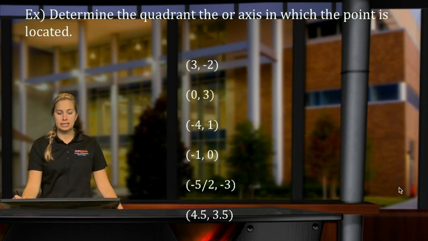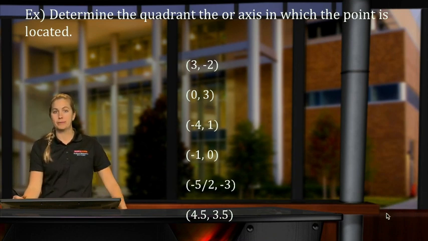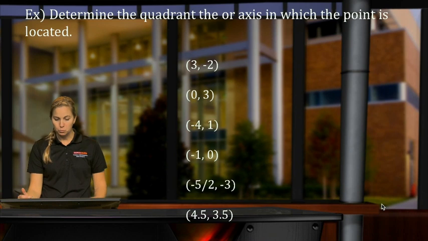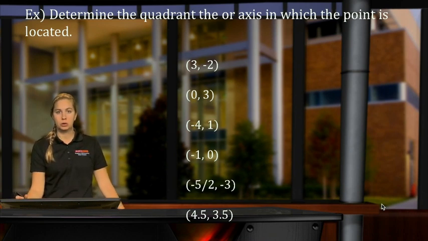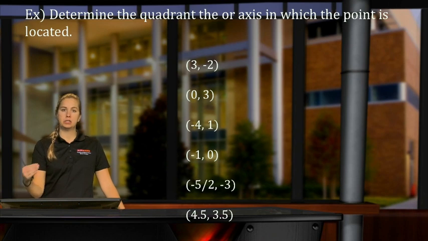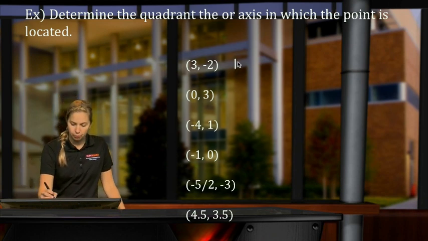Let's first look at an example where we just determine the quadrant or the axis in which a point is located. This is going to help us in setting up graphs. If we know what ordered pairs we're trying to plot, we can set up our axes so that we have space to graph them. 3, -2, what quadrant will that lie in? Well, 3 is going to move to the right, -2 is going to move down, so this is our fourth quadrant.